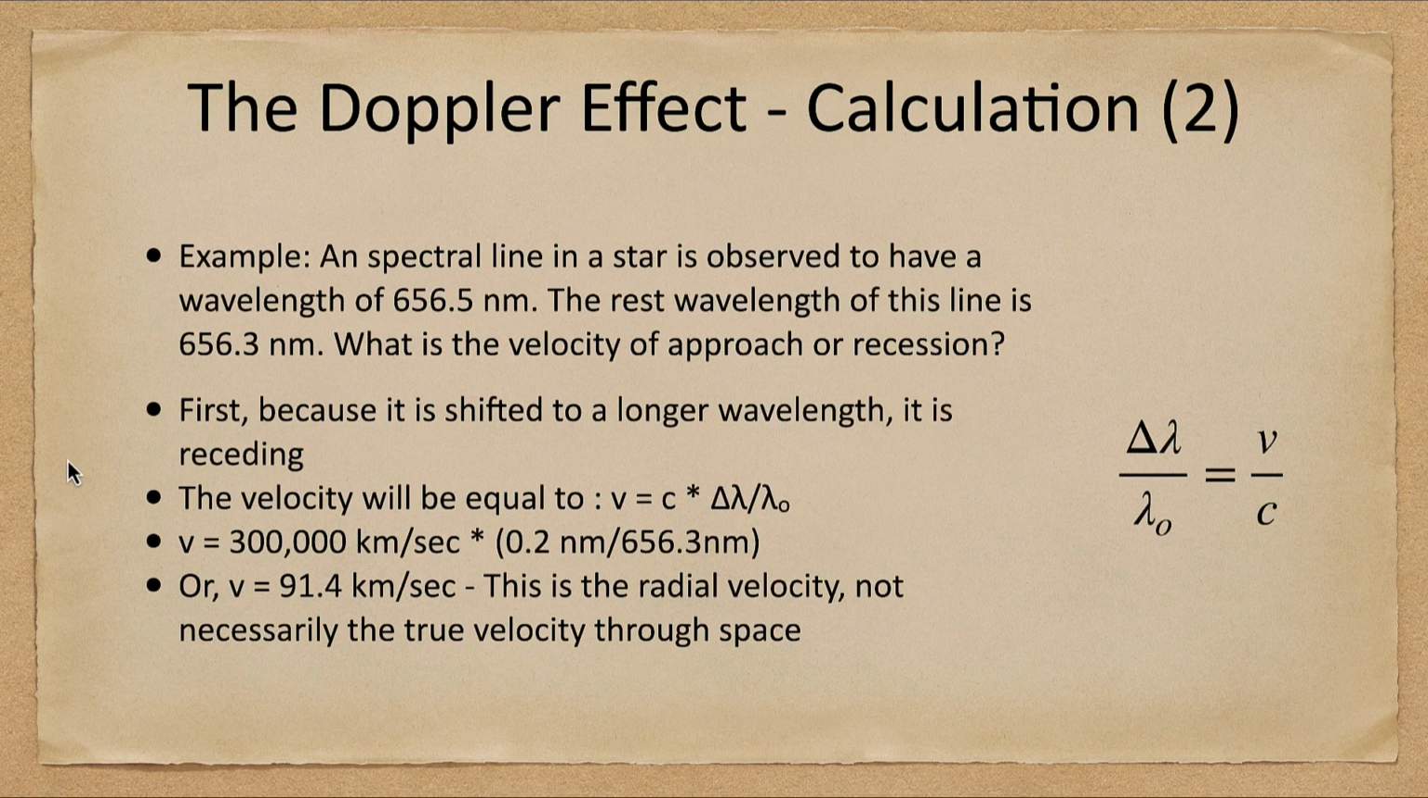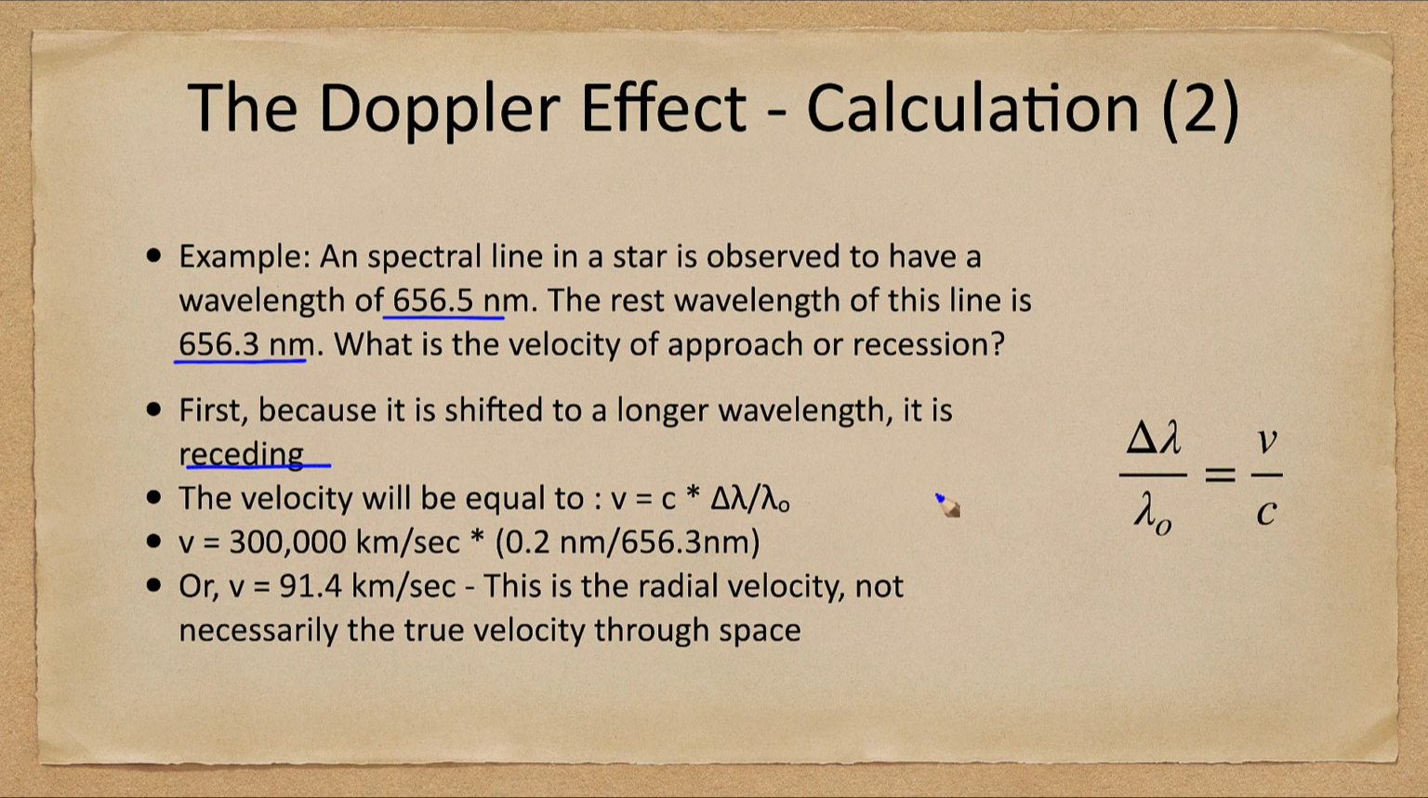So we can go ahead and do an example calculation with this. Let's put some numbers in. Say a spectral line in a star is observed to have a wavelength of 656.5 nanometers. The rest wavelength is 656.3 nanometers. What is the velocity of approach or recession? Okay, first thing to look at: it is observed at a longer wavelength than it should be. Since it's observed at a longer wavelength, it's a redshift, and that means it is receding. So that part of the question we can answer without any kind of calculation.